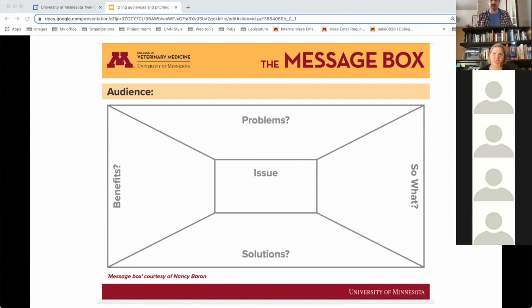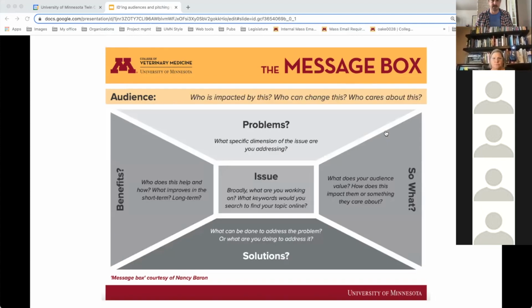So on the next slide, we'll take a look at some ideas that can help you fill out the message box. This is, at the moment, filled in with questions that you should consider. Importantly, Nancy Barron and Compass correctly point out that before you can start to fill in your own message box, you need to decide who your audience is.